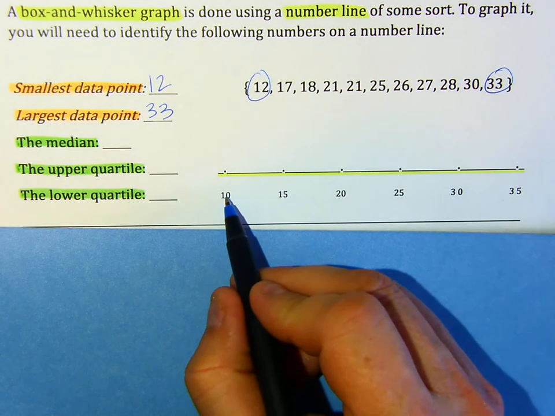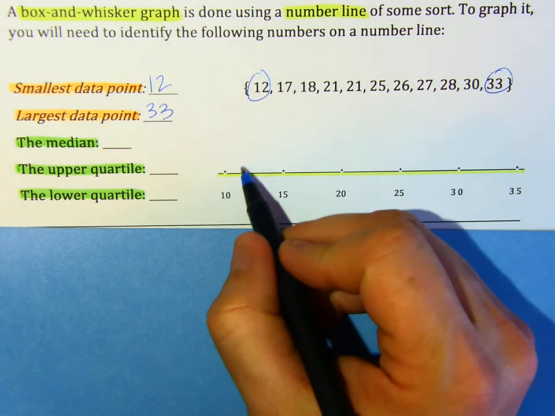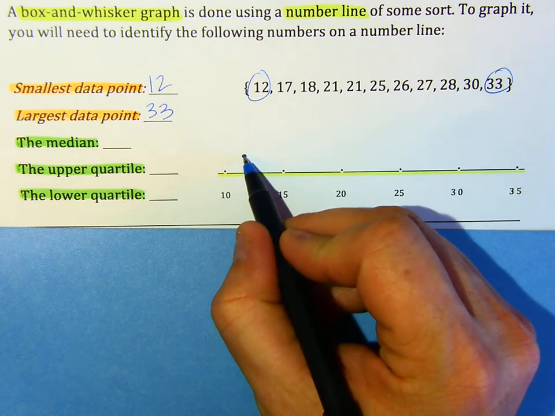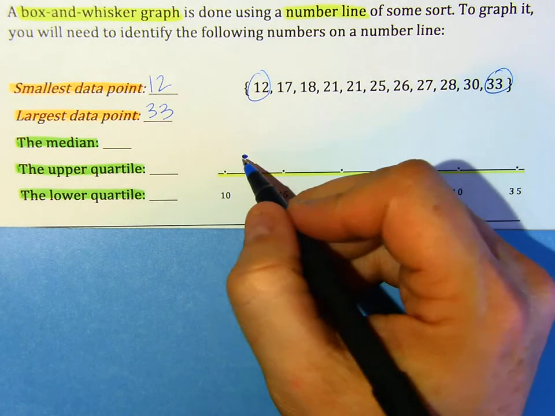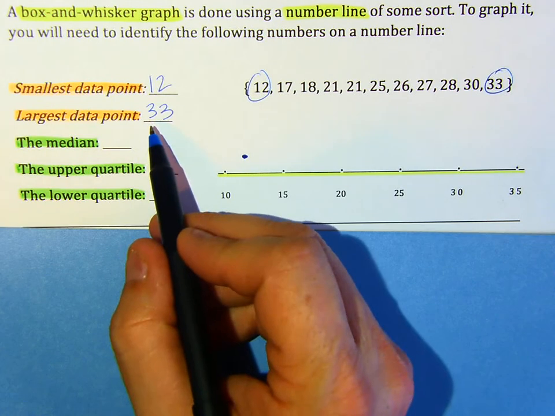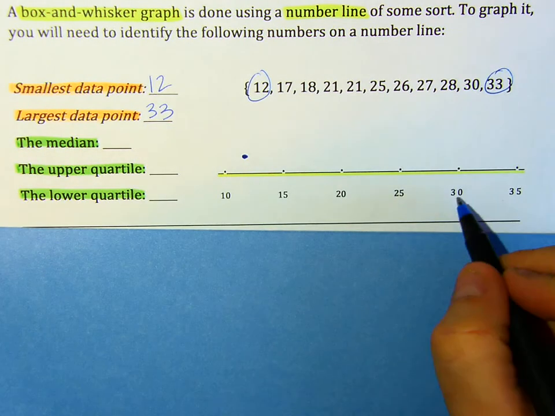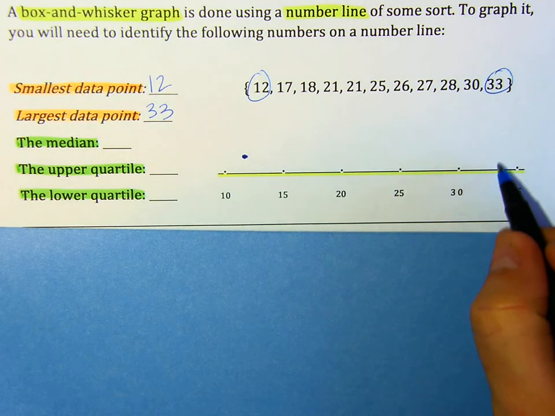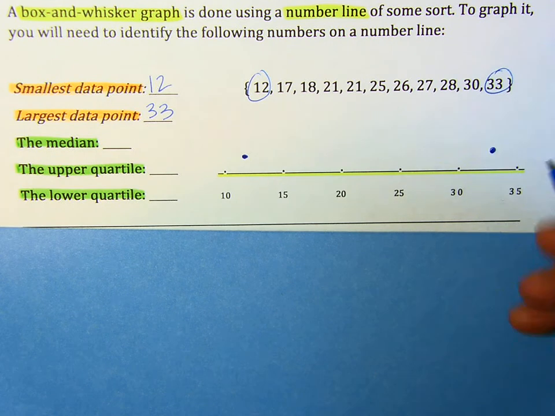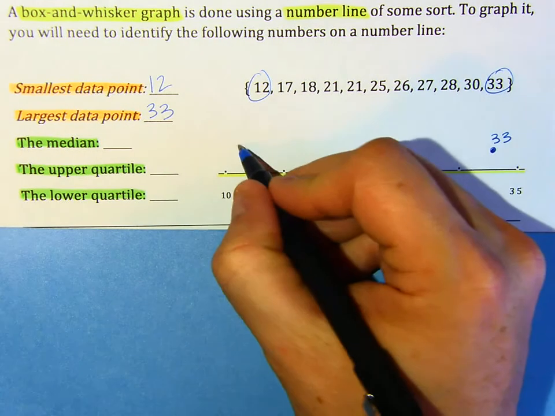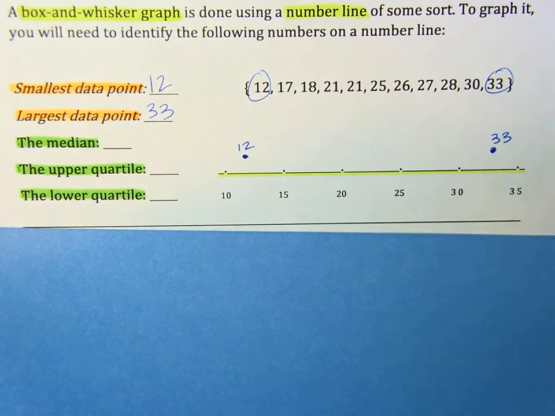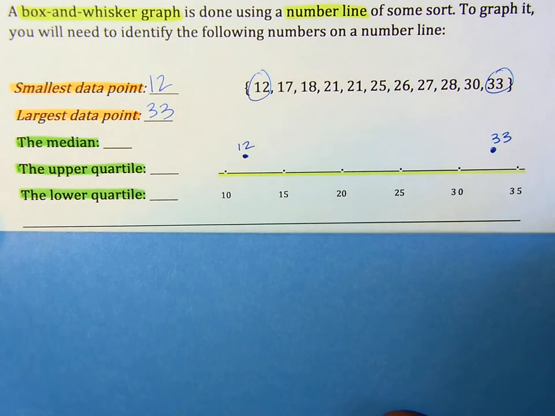So here's 10, here's 15. We'll go to 12, and we're going to put a dot right here, and that would be the smallest number. The largest number is a 33. So here's 30, 35, 33 is right around here. So we'll put a dot here. So here's my 33, here's my 12. I didn't really have to do any math there. I just had to be pretty observant.